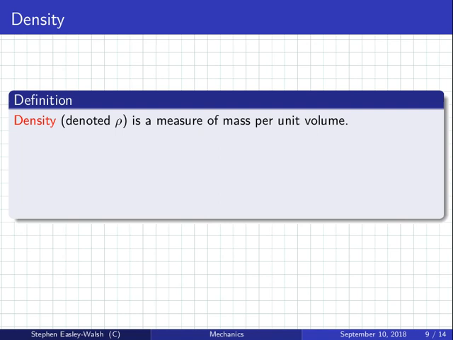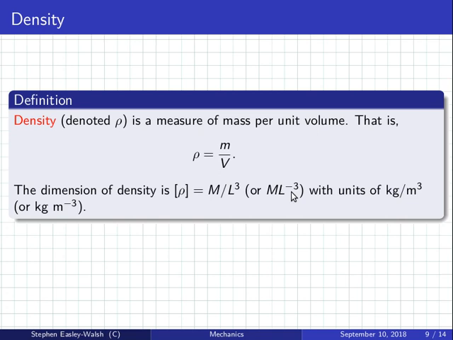It's like how much mass is packed into something. So, the formal definition as a formula is simply density is mass divided by volume. And because of that, the unit is mass per meter cubed. The units are kilogram per meter cubed, also written as kg m minus 3.